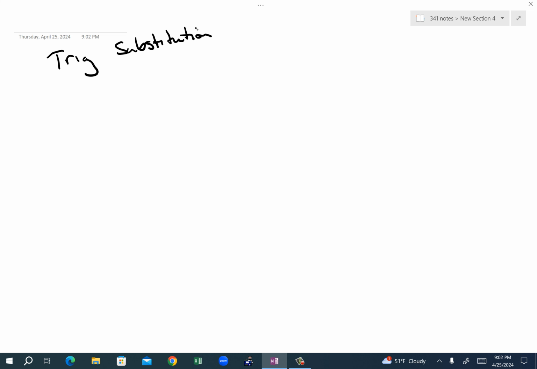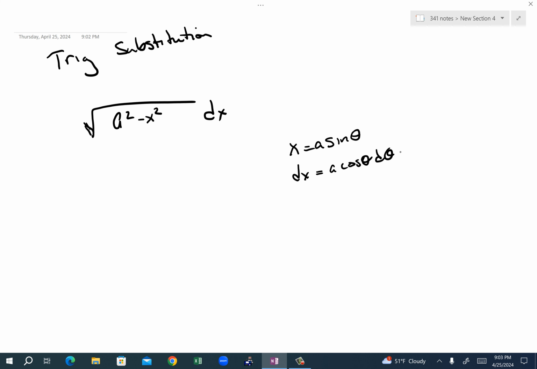We love substitution. We love trig. Let's have some fun. So here's the game. If you have an integral that has this in it, and it will always be written as the square root of a squared minus x squared, the trick is to let x equal a sine theta. Why? Because dx is going to be a cosine theta d theta.